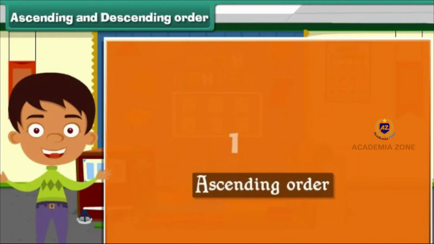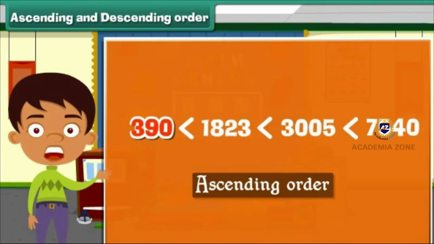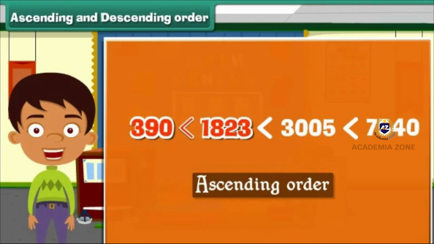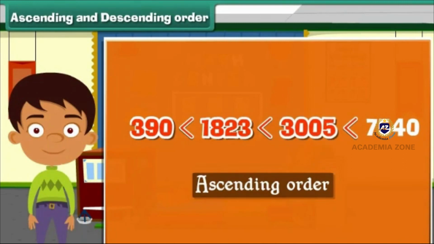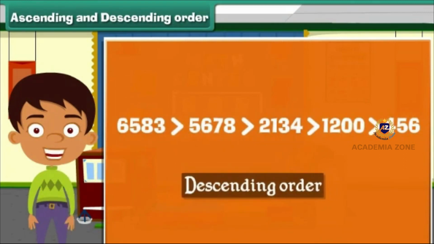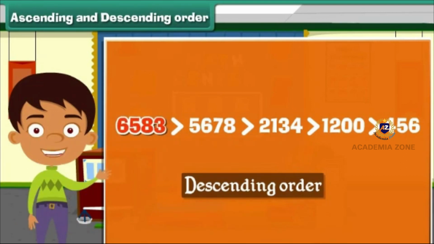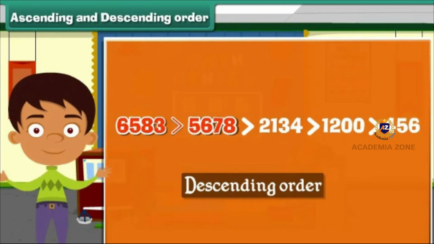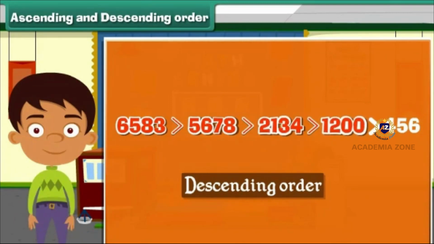Symbolically, the ascending order of numbers may be denoted by the less than symbol. For example, 390 is less than 1823, is less than 3005, is less than 7,540. Similarly, the descending order of numbers may be denoted by the greater than symbol. For example, 6,583 is greater than 5,678 is greater than 2,134, which is greater than 1,200 is greater than 456.